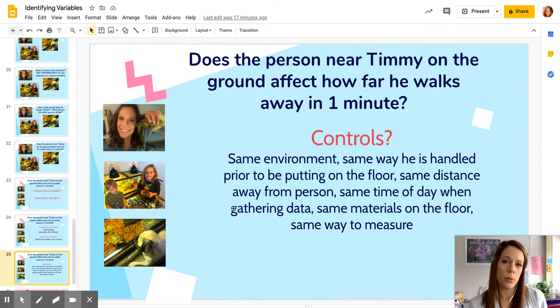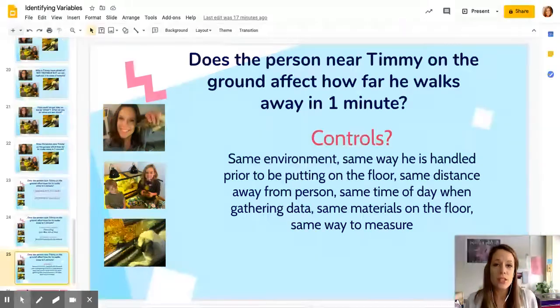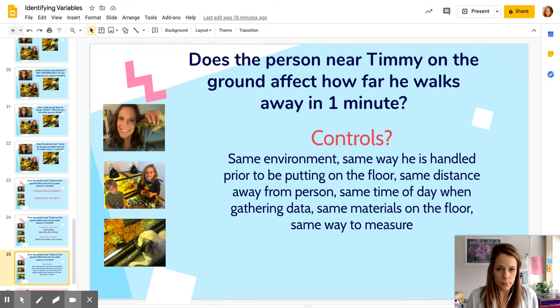We can measure that. Controls. Again, controls are things that we would want to keep the same. We would want these things to not affect our results of how far he goes. So I would want to do this in the same environment. I would want to handle little Timmy the same way prior to putting him on the floor in front of each person. So if I shake him a little bit and then put him in front of Abe, well, of course that's going to affect the results versus if I gently put him down in front of me. Same distance away from the person. So if I start Timmy super close to me and then really far away from Abe to start with, that's going to affect the results.